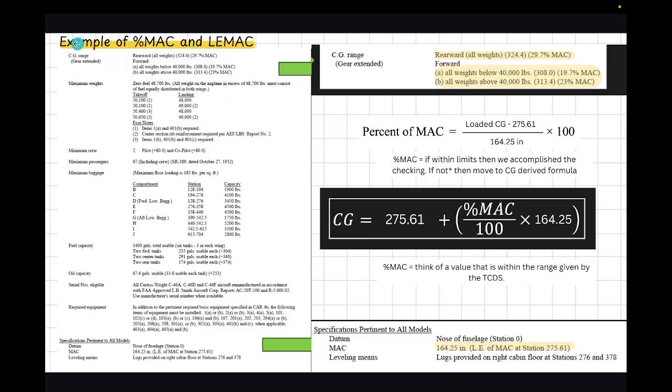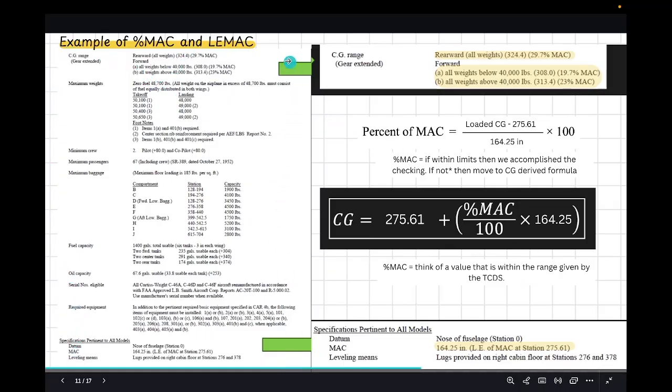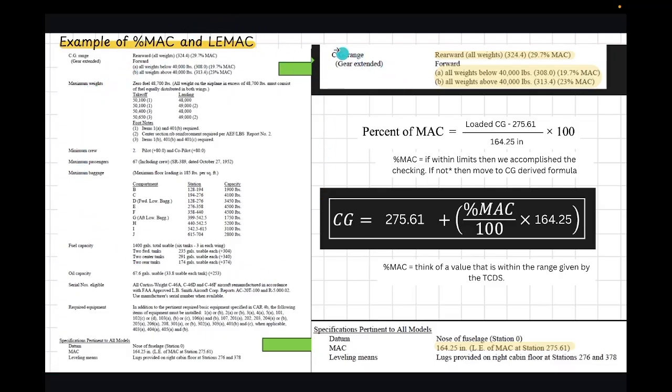Okay. So, we have here an example TCDS. Let's first look at the CG range. So, this is enlarged. This whole number, that's the CG. This is the CG range, from 308, 313.4, and 324.4. It varies because there are certain values you need to reach. Like, for example, for weights below 40,000 pounds, the limit starts at 308 inches.